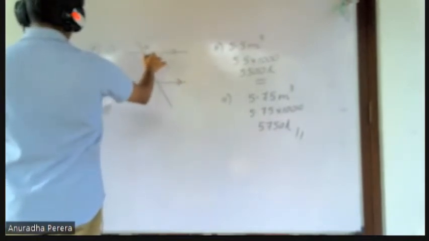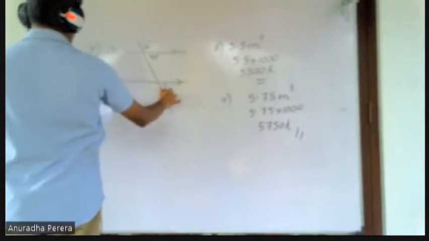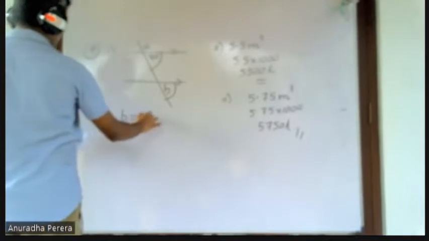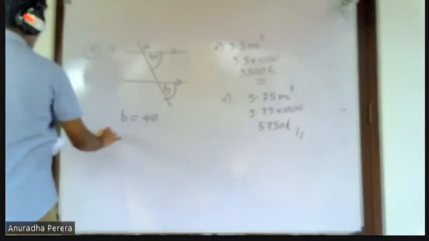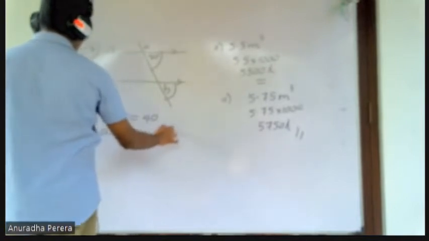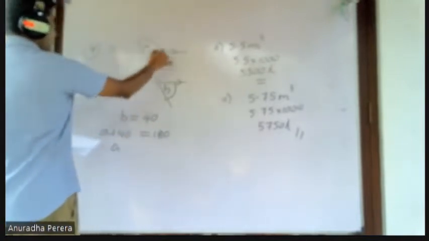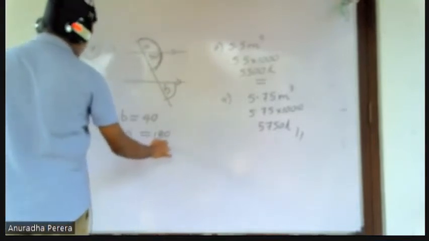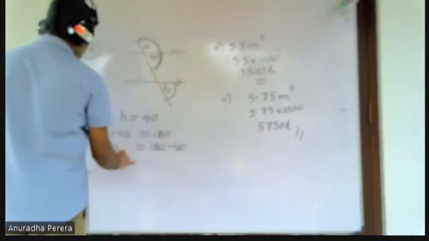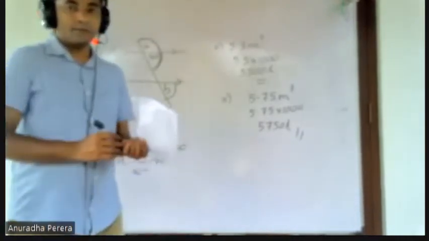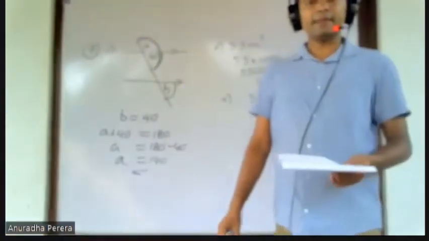Like A, 40, B. What type of angles? We want the corresponding angles. B directly you can write B is 40, and A plus 40 equals 180. Now you can determine A. Why? The sum of these two is 180. A equals 180 minus 40, which is 140 degrees.